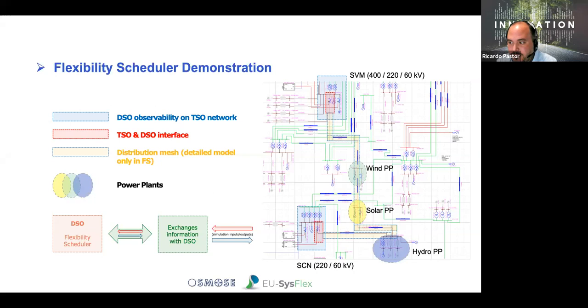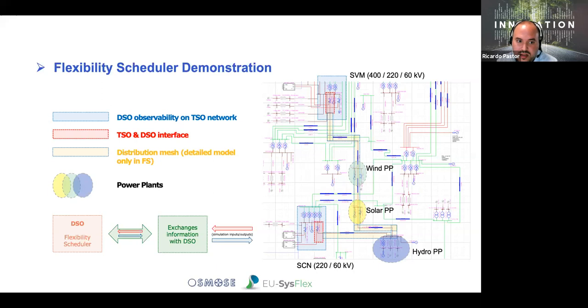In terms of the detailed model of the distribution network, it's only defined in the flexibility schedule. What we have at the transmission side is some information on the TSO-DSO common observability area. And the flexibility schedule also has information about some flexibility assets that are available at the transmission side, as for example the capacitor banks that exist in the two substations. This network on the distribution side is a representative one, and it's only defined in the flexibility schedule.